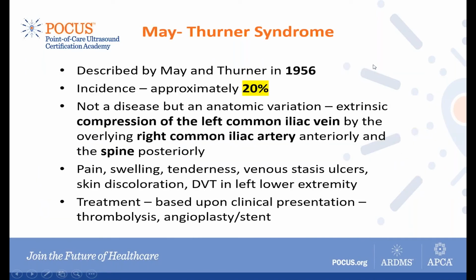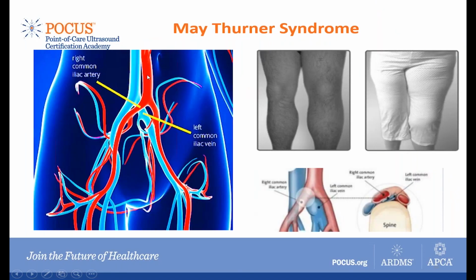One condition that we should know, especially when dealing with DVT in the lower extremity, is May-Thurner syndrome, described by May and Thurner in 1956. I was surprised to know that 20% of the population have this, but not everybody is going to be symptomatic, and for that reason, we only treat when the patient is symptomatic or has recurrent DVT. And here it is. It's just an anatomical variation.